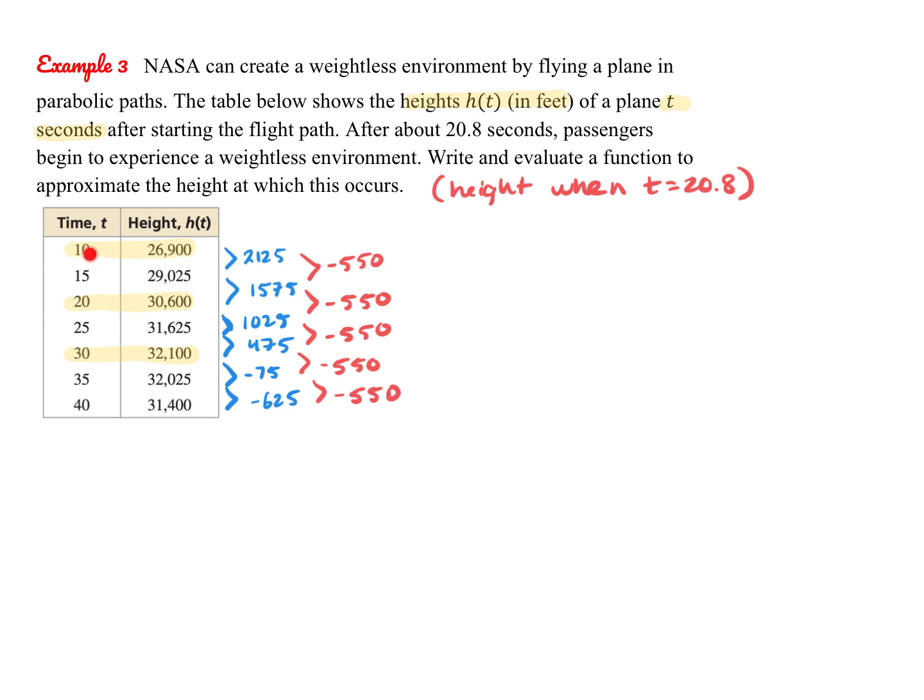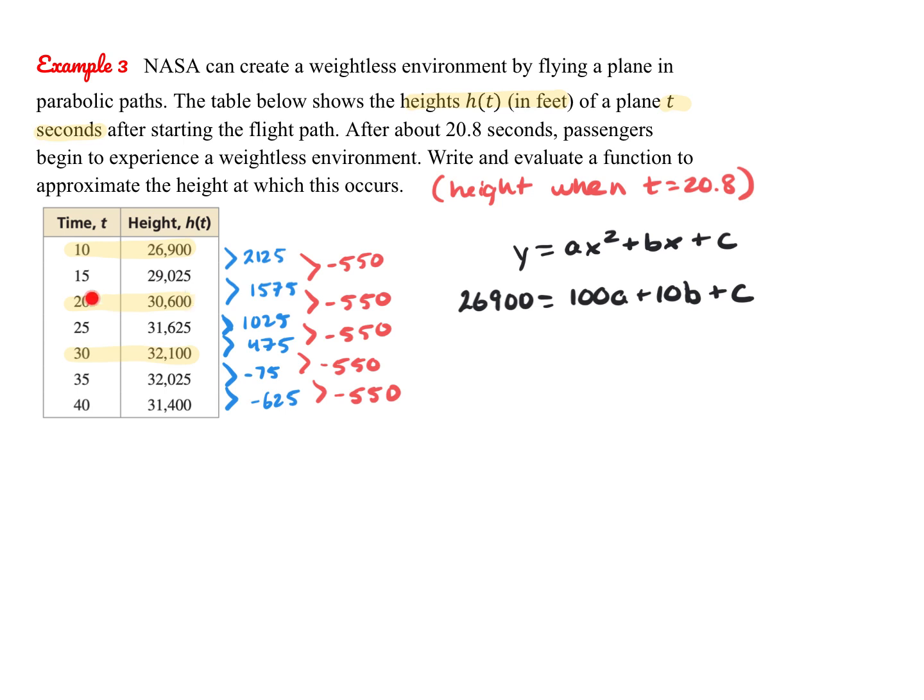So with this first point, again, I'm going to be substituting into our standard form ax squared plus bx plus c. So I'm going to replace x with 10 and y with 26,900. So we have 26,900 equals 100a plus 10b plus c. So remember, I just substituted x with 10, and 10 squared is 100, and then there's my 10 here. But you can see, since I have 3 variables, a, b, and c, I do need 3 equations to solve the system.